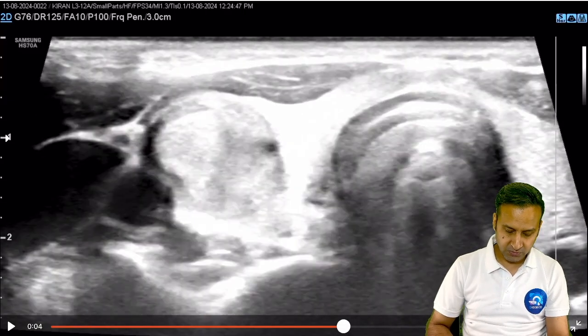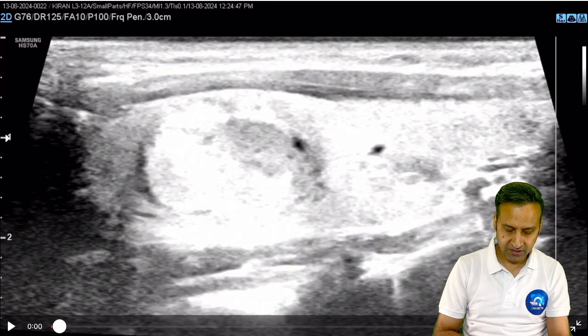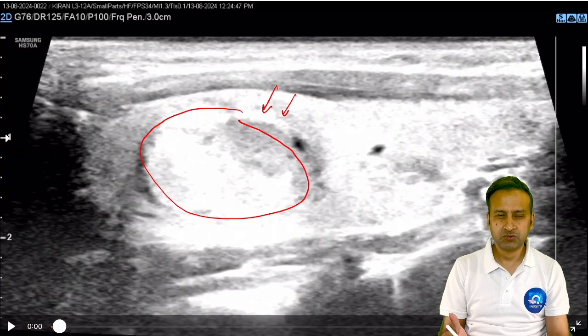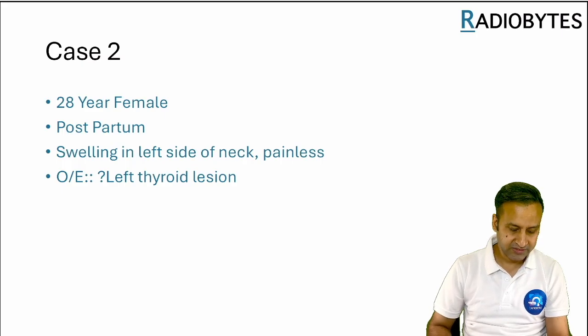Let us play this once again. So I hope all of you can see that there is a nodule definitely present in the right lobe of the thyroid here. So I want you to have a look at this nodule, and in your mind, you can make a presumptive diagnosis whether it's benign or not. Now, let's come to our second case.